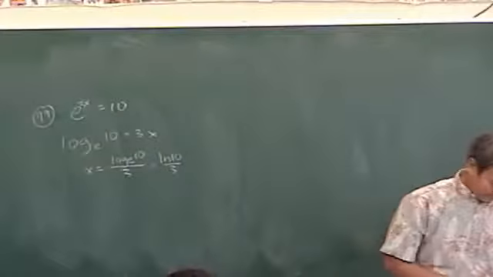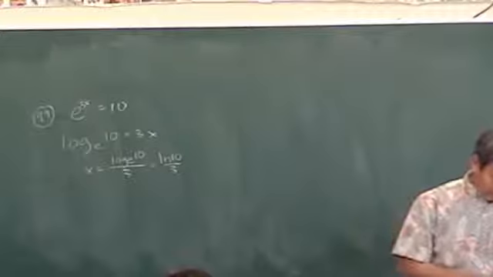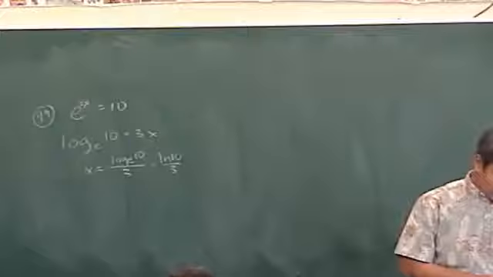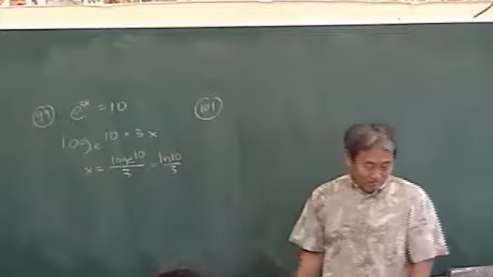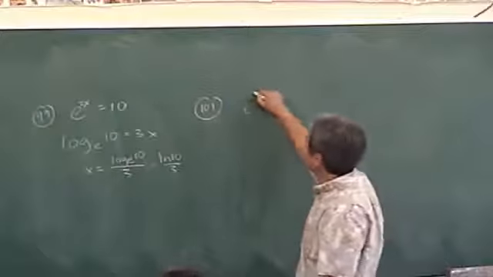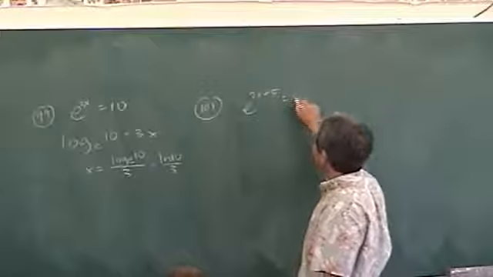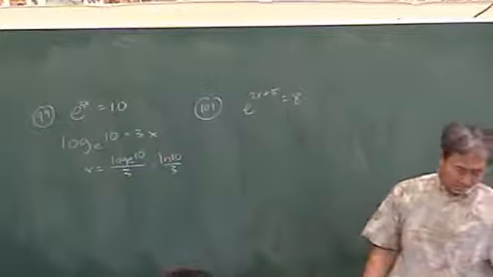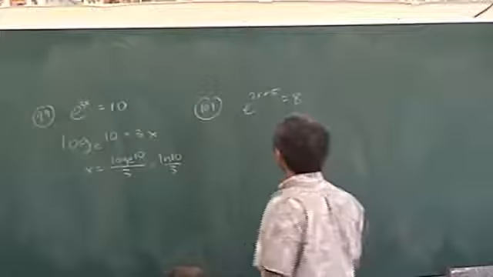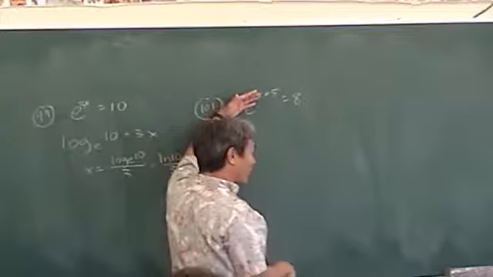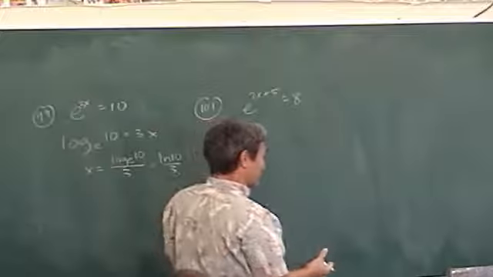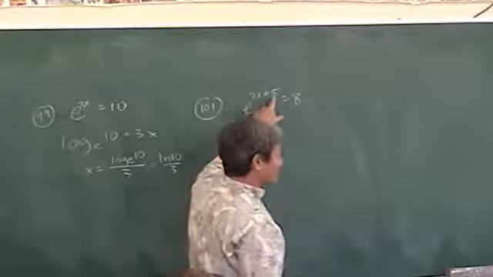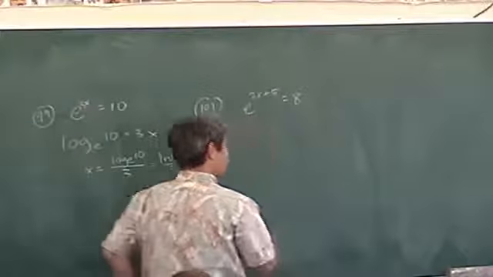Okay, next. 101. That looks like the same problem except different. e to the 2x plus 5 equals 8. This looks like the next quiz. Do the same thing. If it's in exponential form, write it in log form. That's why we have logarithms, not just so teachers have jobs, but so that we can solve equations when the variable is in the exponent. That's what you use logarithms for.